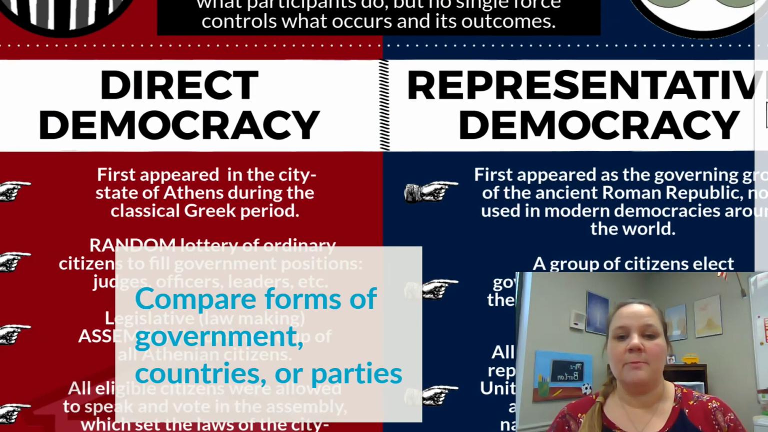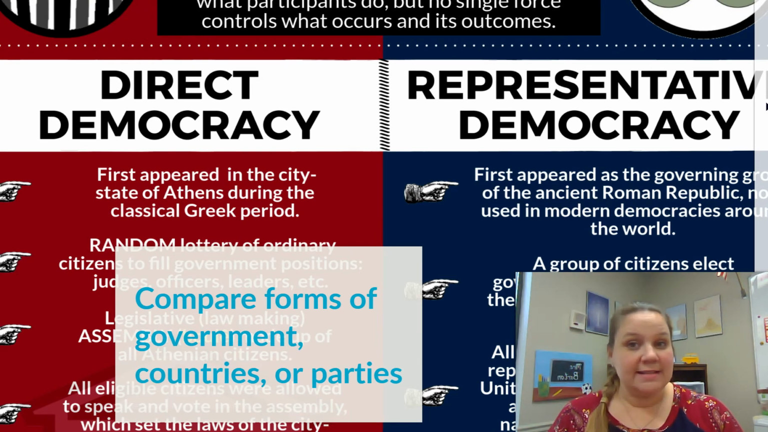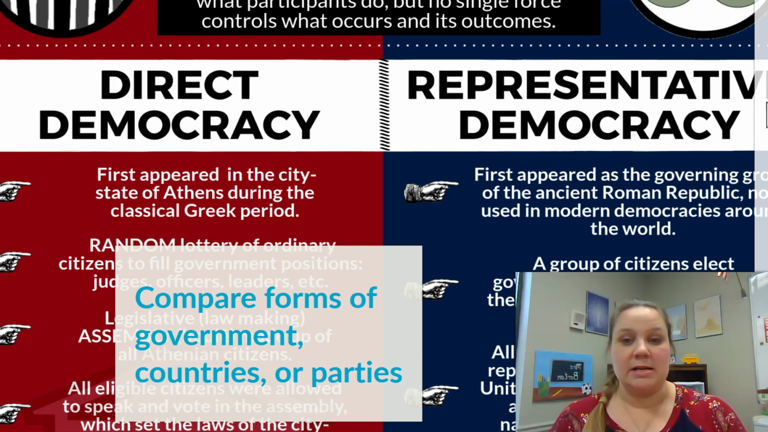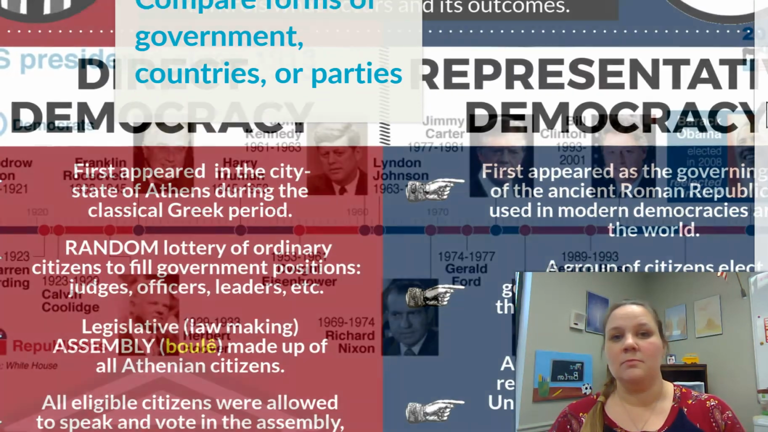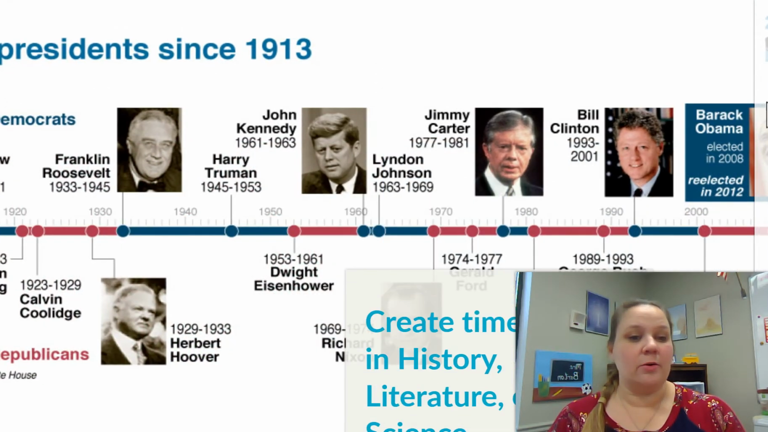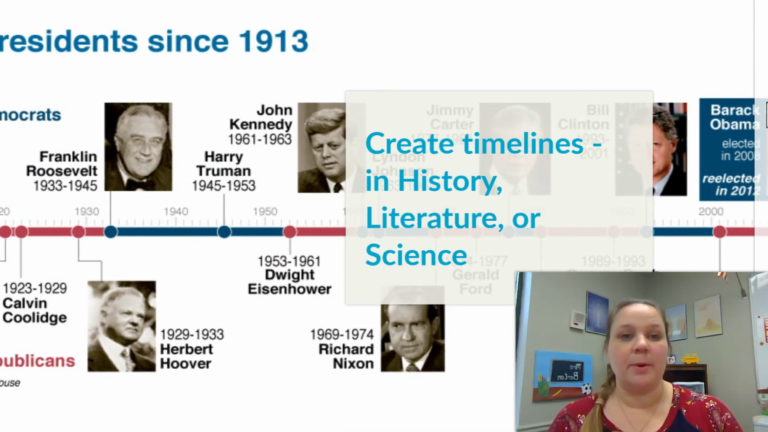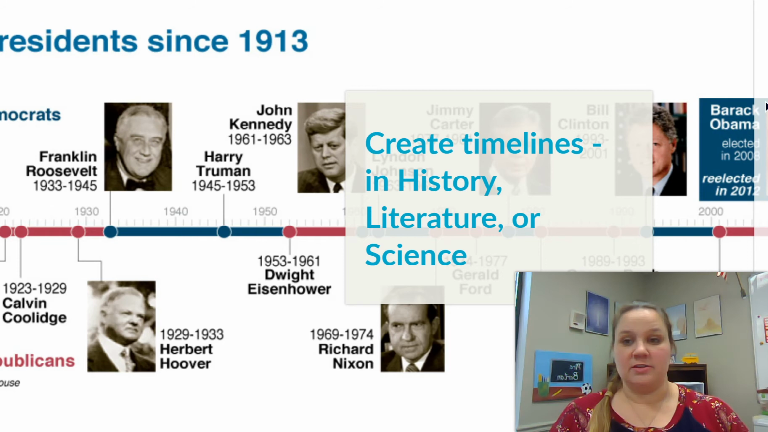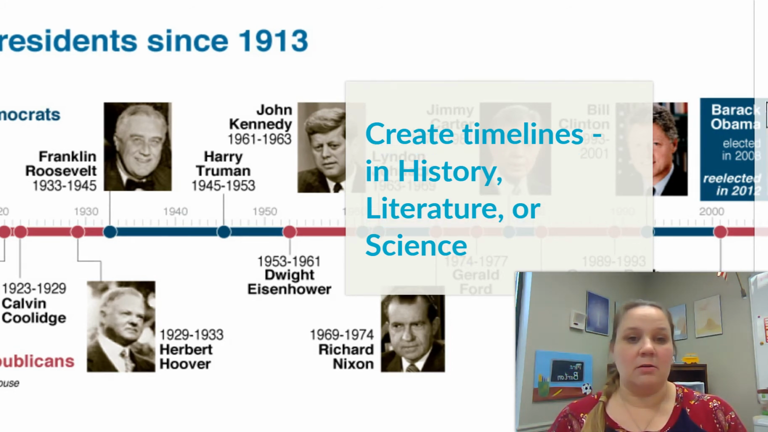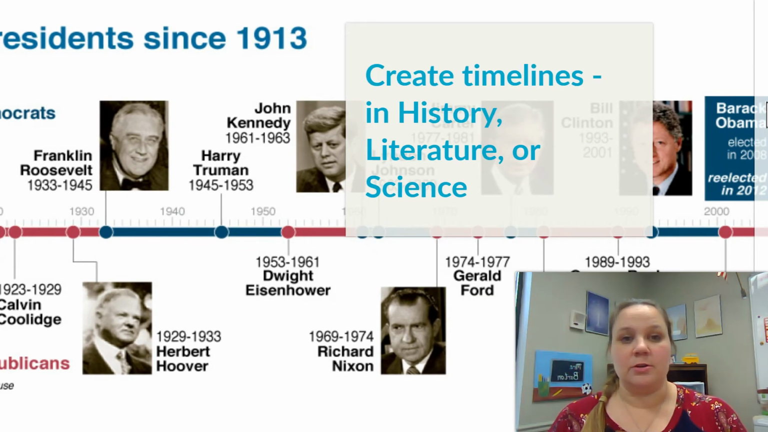In history, you could compare different forms of government. You could compare different countries or policies or even different parties. You could also have them create a timeline. This is another purpose of infographics, is to show progression or show a timeline. And so in history, that would be a very easy thing to do. You can also do it in literature if you're sequencing a story, or even in science, if you are talking about the development of the periodic table and you study the famous scientists who contributed to that.